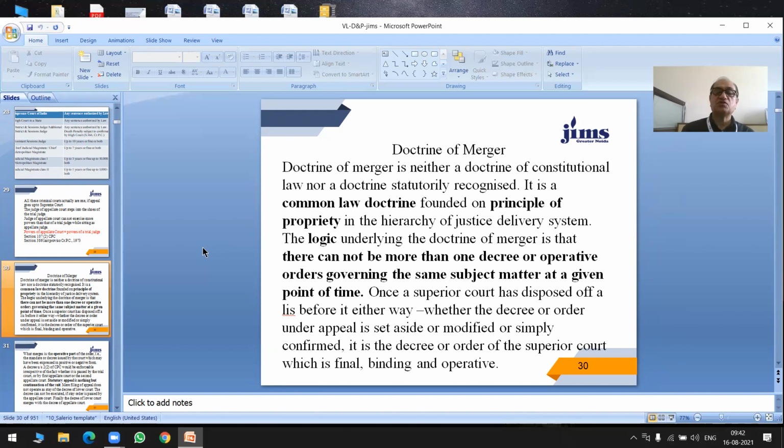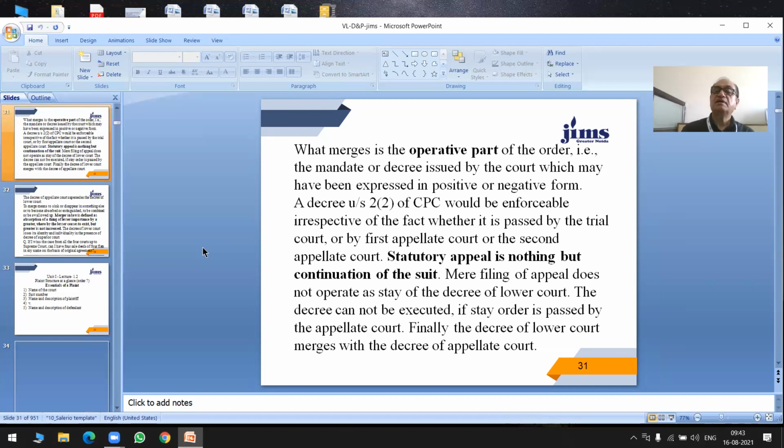Once the Superior Court has disposed of a lis or a case before it, either way, whether the decree or order under appeal is set aside or modified or simply confirmed, then it is the decree or order of the Superior Court which is final, binding, and operative. So all the judgments will merge into one, all the decrees will merge into one. And what merges is the operative part of the order. The entire judgment is not going to merge. It is the operative order passed by the highest court that will prevail.